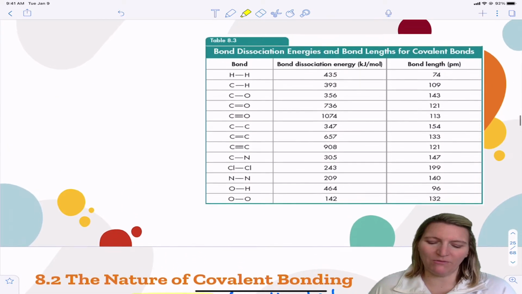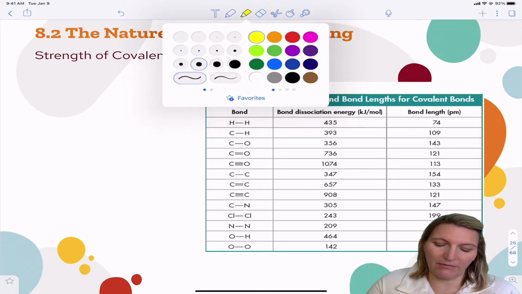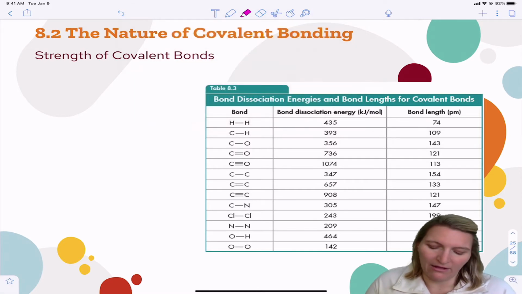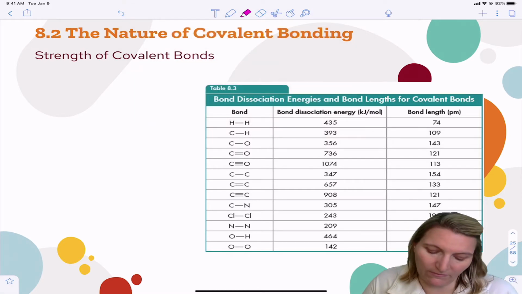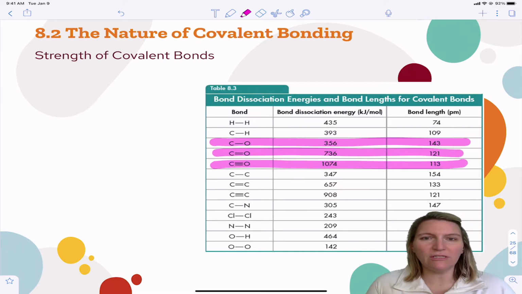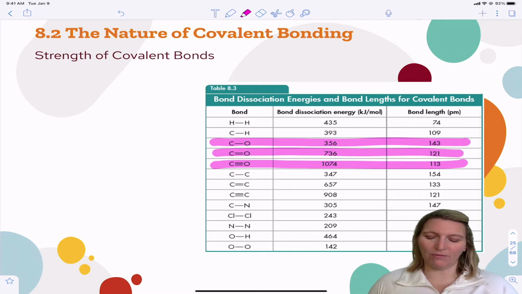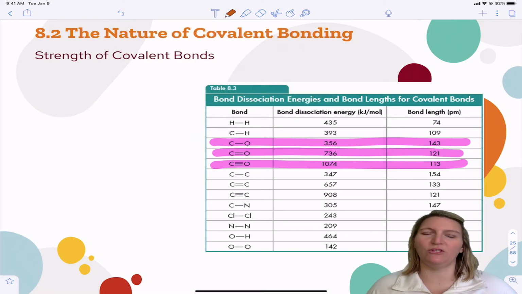So if I go back up to this data table and take a look at, let's say, carbon and oxygen. Carbon and oxygen make a single bond or a double bond or a triple bond. Let's see if we can find any patterns between them. If I look at single, double, triple, I'll notice that the energy goes up quite a bit from a single bond to a double bond to a triple bond.